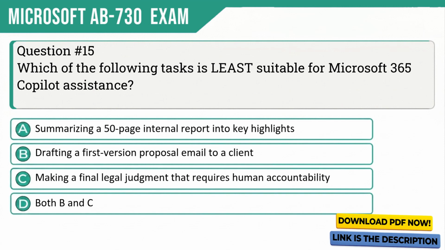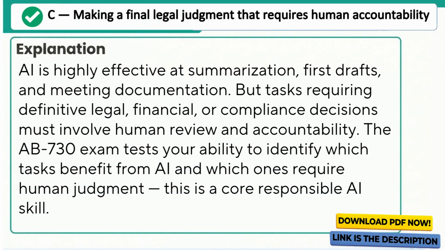Making a final legal judgment that requires human accountability. D. Both B and C. Correct answer: C. Making a final legal judgment that requires human accountability. Explanation: AI is highly effective at summarization, first drafts, and meeting documentation, but tasks requiring definitive legal, financial, or compliance decisions must involve human review and accountability.